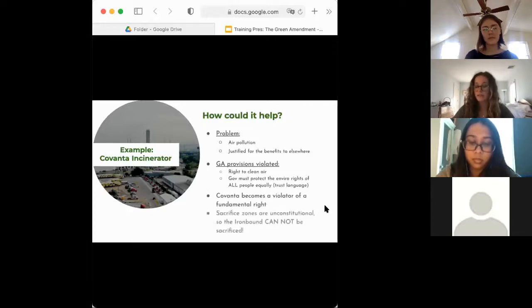So the Coventana does become a violator of these fundamental rights, and sacrifice zones are now unconstitutional. So the Ironbound, this environmental justice community, cannot be sacrificed. And while, like Swan was talking about, the Green Amendment is not a panacea solution, it needs to be worked with other solutions. It's one tool in a legal toolbox, one tool that will help environmental justice communities achieve environmental equity.